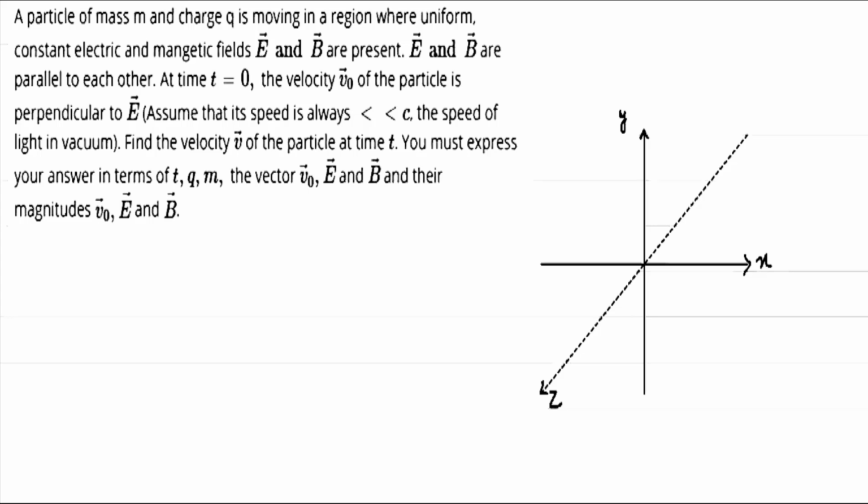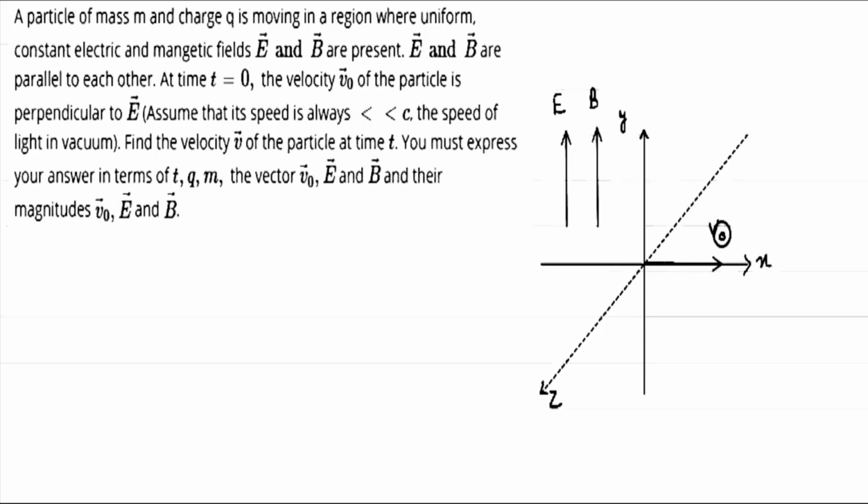Now let's assume the particle is moving in this direction initially. This is the initial velocity. Now what would be the direction of our E and B? E and B are parallel to each other, so let us assume that E is in the vertical direction, and B is also in the vertical direction. So this is our E, this is our B, and this is our V naught velocity.